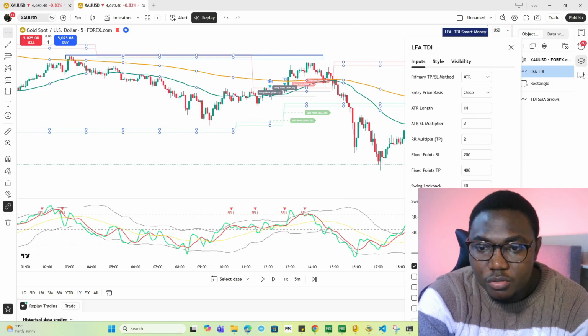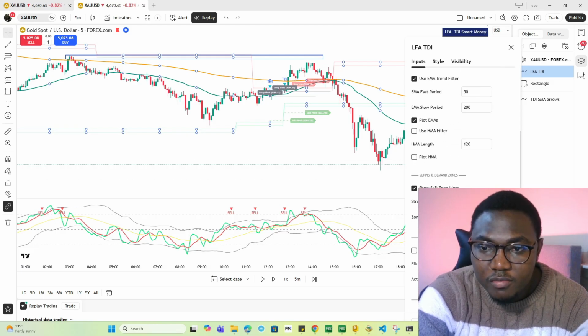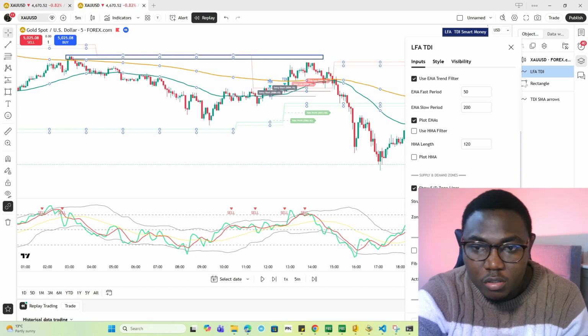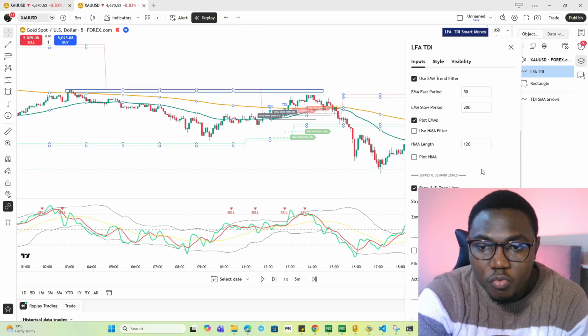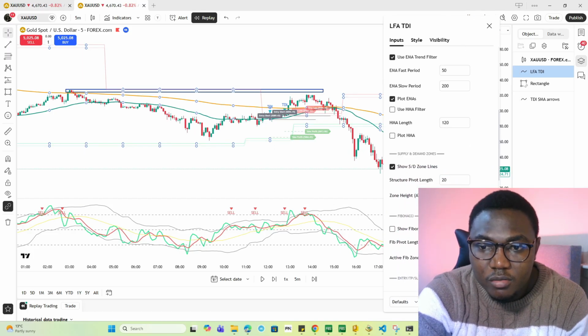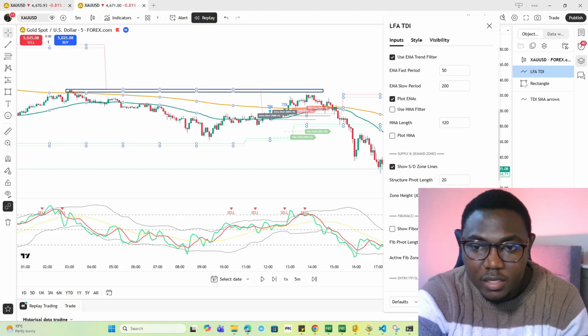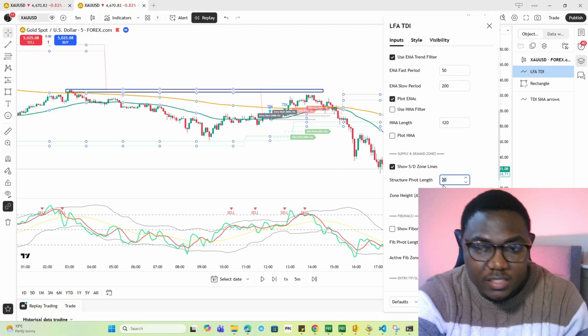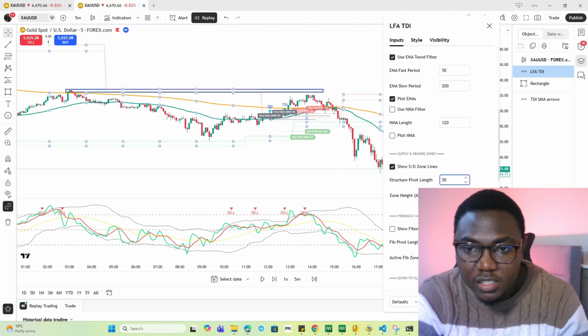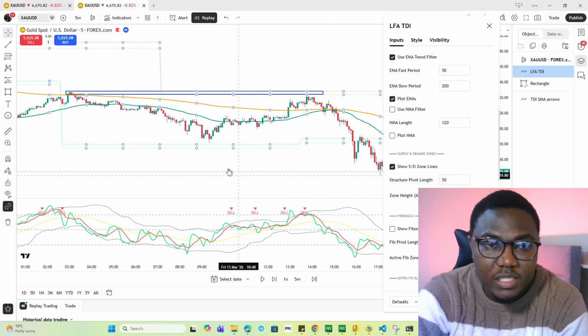If I decide to make my structure pivot 20, look at what's going to happen. So my zone will definitely change. If I change this from 0.5 to 1, look at what happens again. You can see the zone is widening up. If I change this to pivot 50, it's going to give me the obvious zone only.